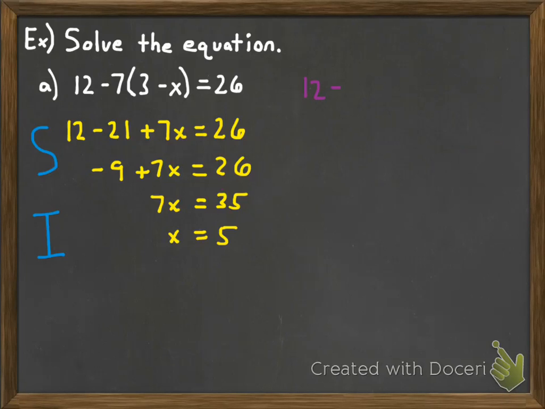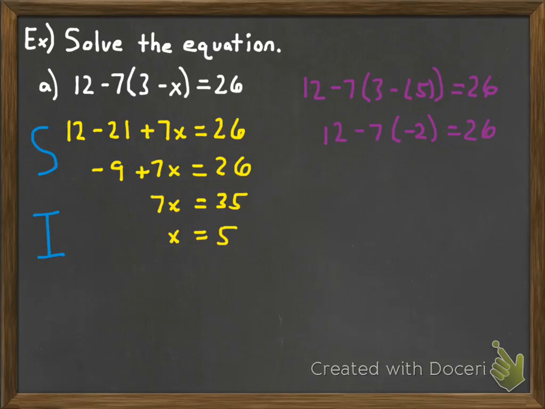Copy down that original equation, and where I had an x, I'm going to put my parentheses and I'll substitute the 5 there. Okay, so there's my 12 minus 7 times 3 minus x equals 26. And we just want to make sure the expression on the left equals the expression on the right. Now that we do have numbers within the grouping symbol, we can actually do the subtraction. So let's do that first. 3 minus 5 is negative 2.